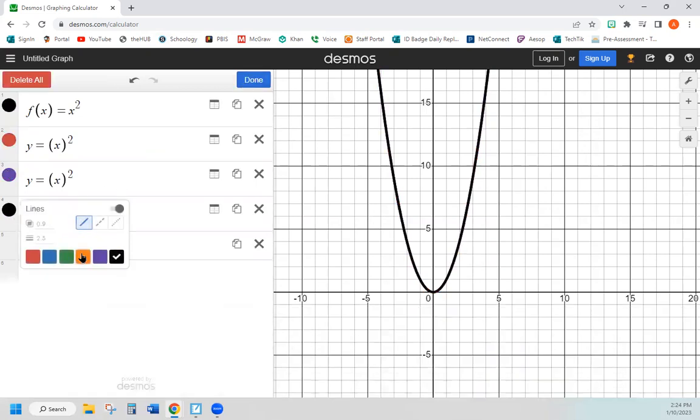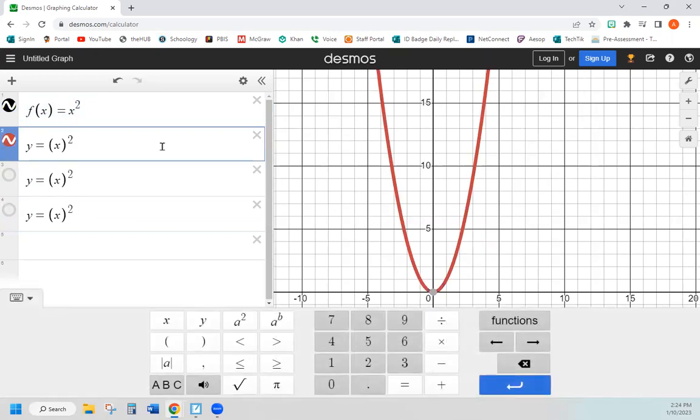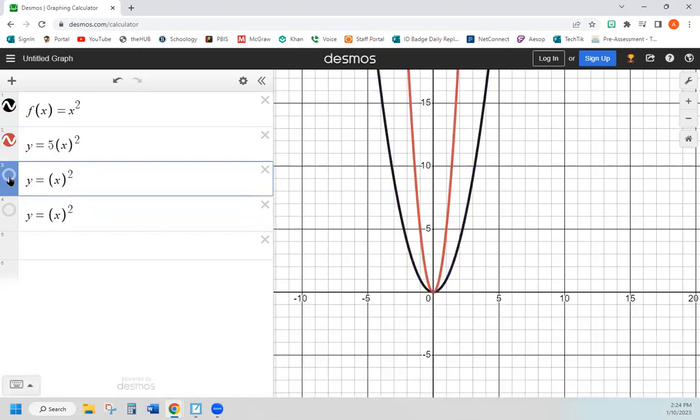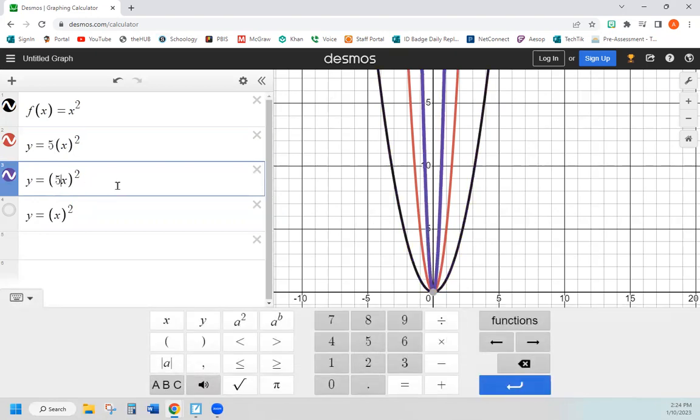Let me change the color here so they all look different. All right, so I got my parent function right here, the black one. Let me hide these. Let's go ahead and see what happens here. Now, just a little recap. If I multiply 5 outside, yes, we already said that it's going to get stretched, right? Vertically stretched. It's vertical because of that side of the parentheses. Let's see what happens here in the purple one when I multiply that 5 inside. 5 inside.